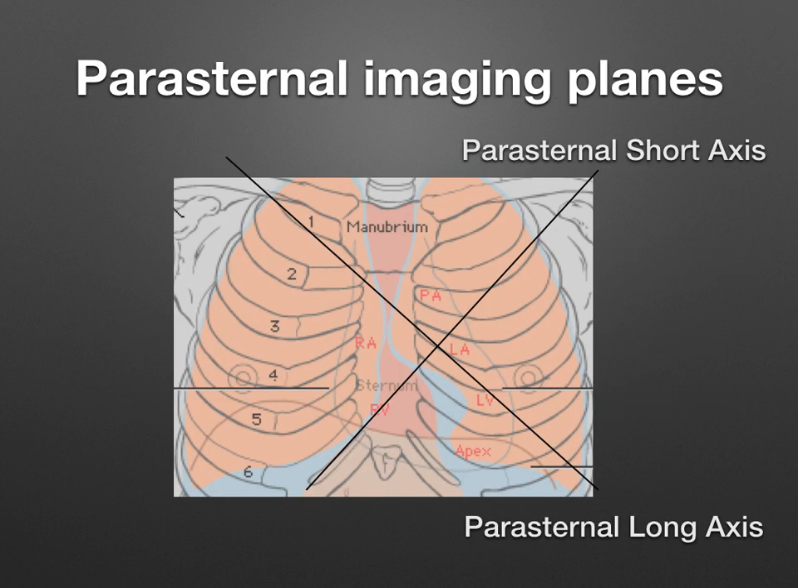We're going to turn our attention now to the parasternal imaging planes. This is the parasternal long axis plane from below the left nipple to the right shoulder, and the short axis from the xiphoid to the left shoulder.